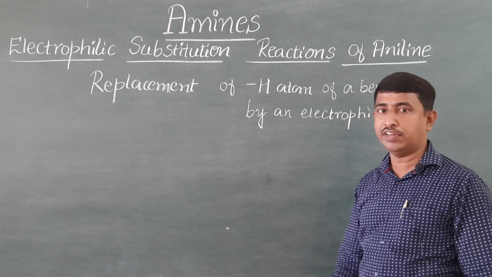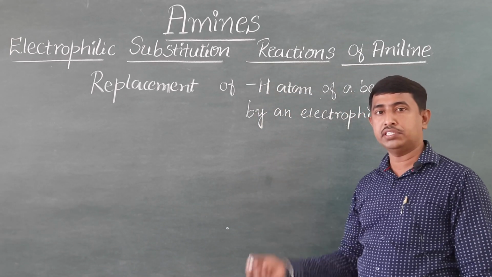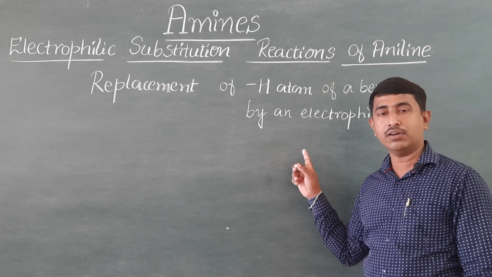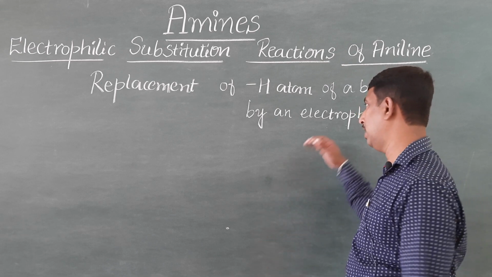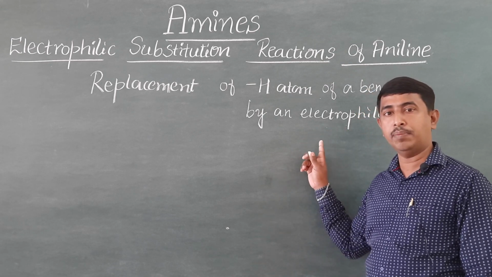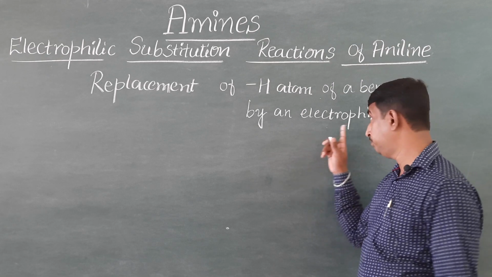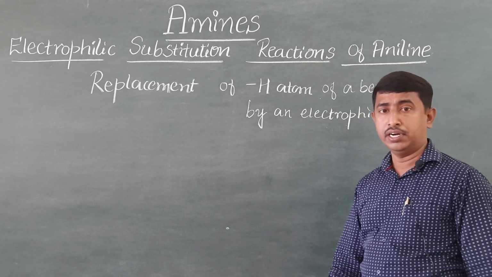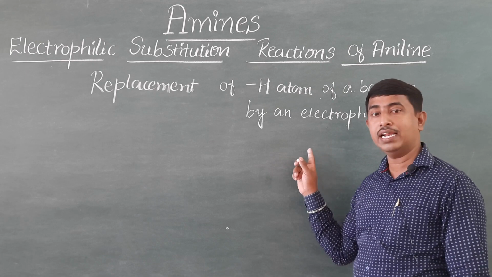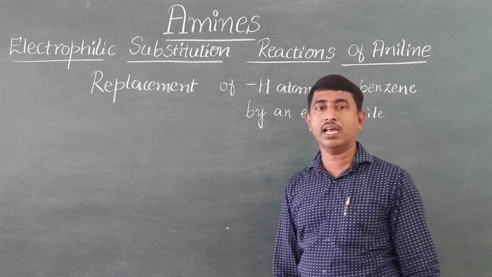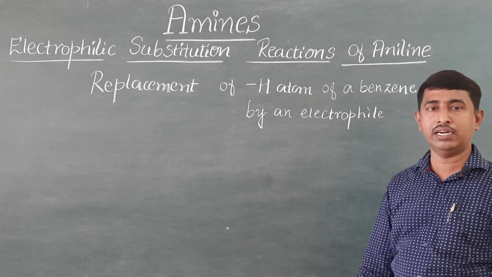Can you tell me the definition of electrophile? Electrophiles are electron deficient species, and they are capable of accepting the pair of electrons. So, these electrophiles, since they are electron deficient, they always attack the electron rich center. Their attack will be on what? On the electron rich center.